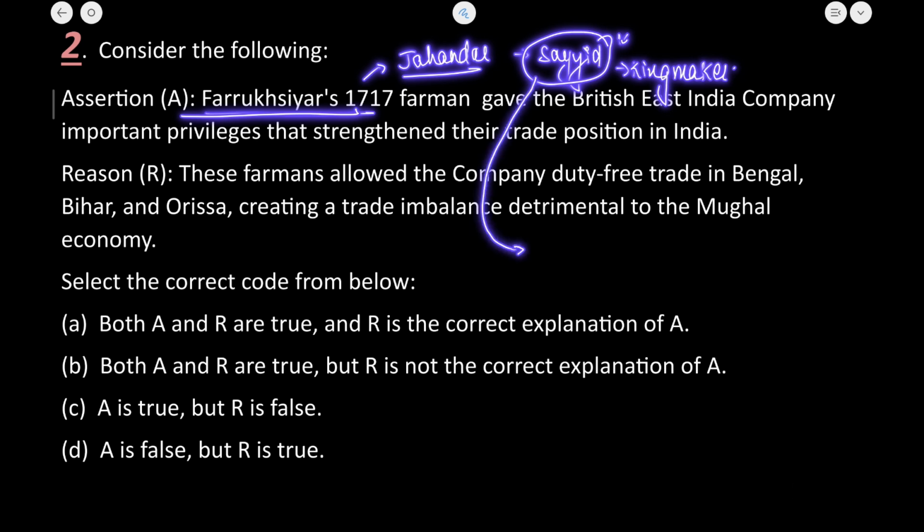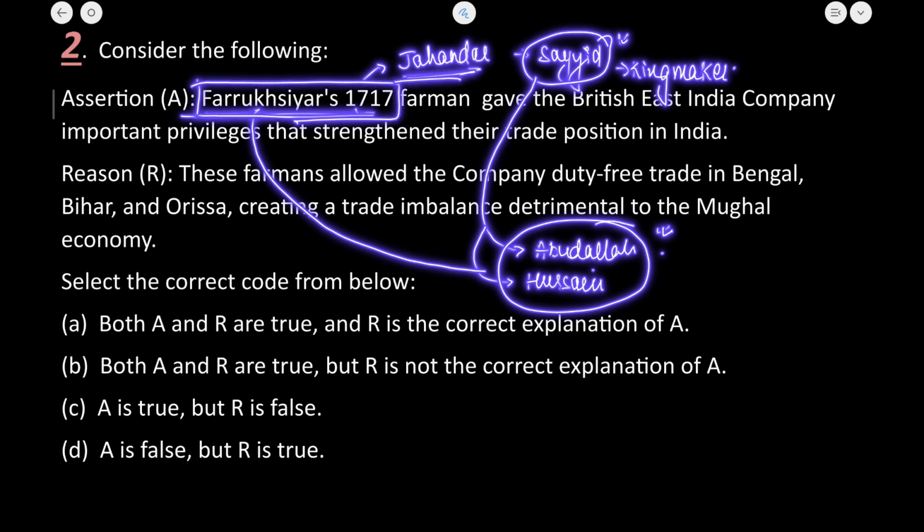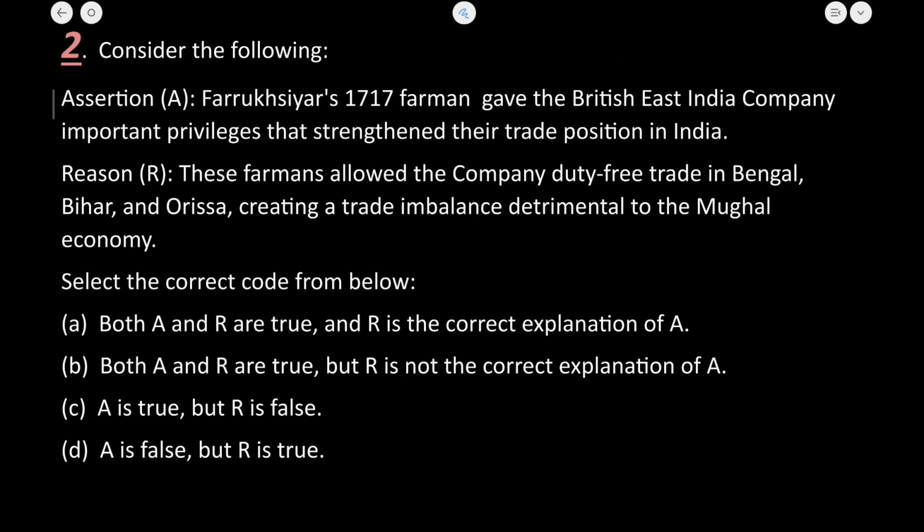What were the names of the Sayyid brothers? The first brother was known as Abdullah Khan, and the second one was known as Hussain Ali. These were the two Sayyid brothers who were known as kingmakers. So these Sayyid brothers, combining with Farrukhsiyar, defeated Jahandar Shah, and ultimately Farrukhsiyar came to the throne. Now in the year 1717, Farrukhsiyar also issued a farman, an important privilege that gave important trade positions in India to the British East India Company.